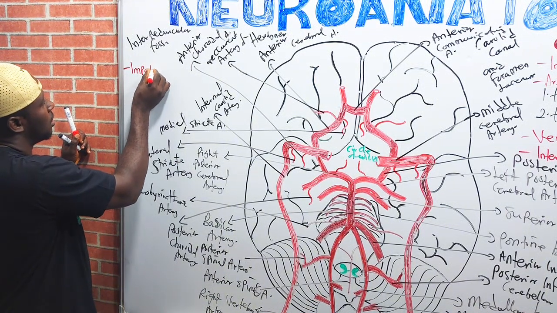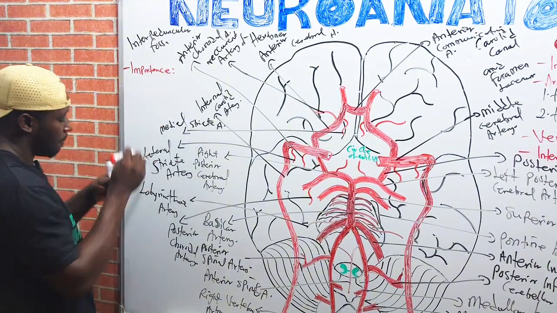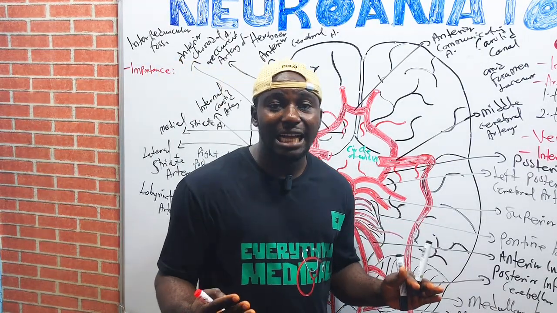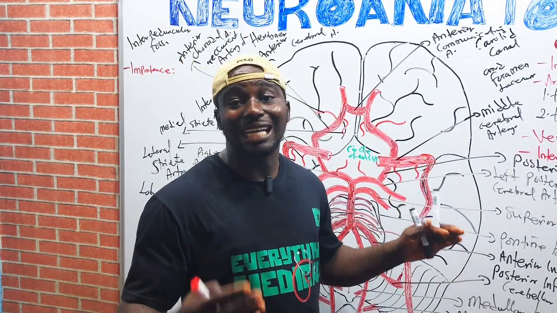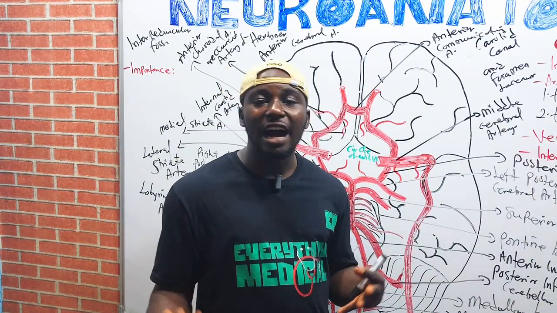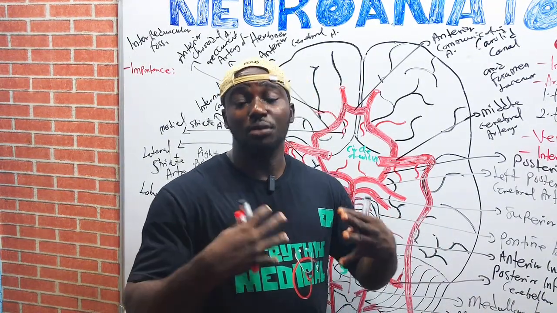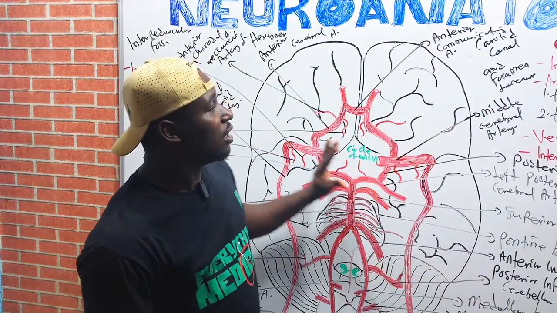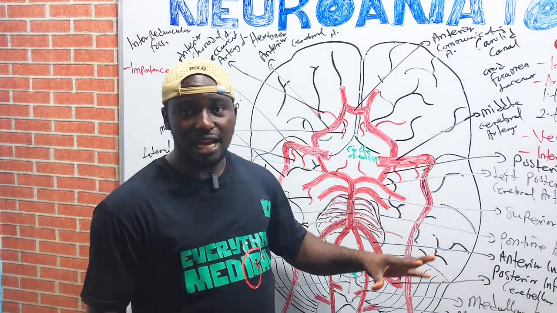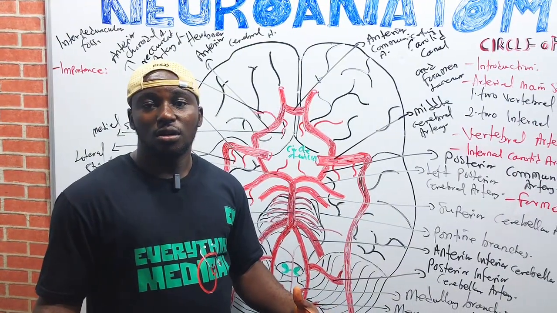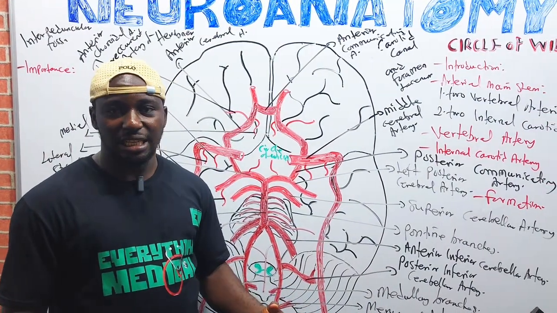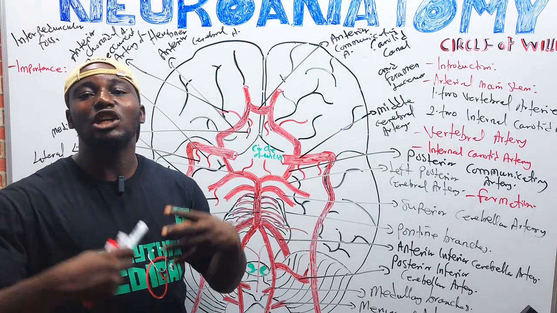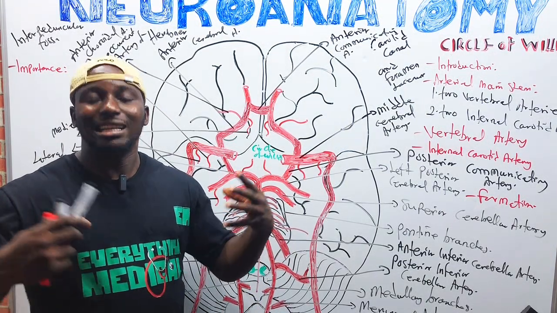Importance. The main importance of the circulus arteriosus is that it provides collateral supply to the brain structures, because this blood vessel anastomosis actually contributes so importantly to the blood supply to the brain, right? So it provides collateral supply to the neural structures.